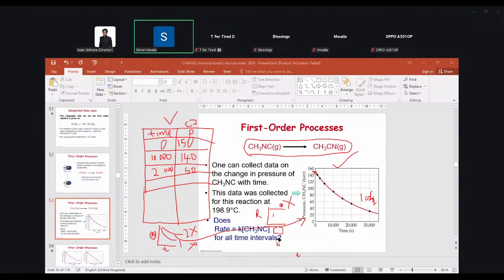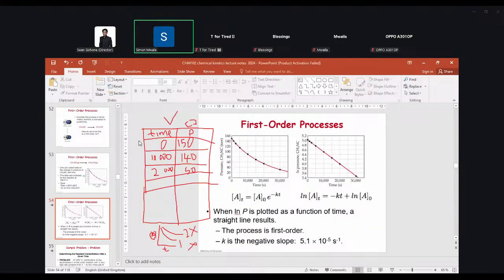Let me just grab off whatever is inside here. So what was done here now, if you want to know whether it's a first order reaction, remember that I've given you two equations, in form of the exponential and in form of this one here.